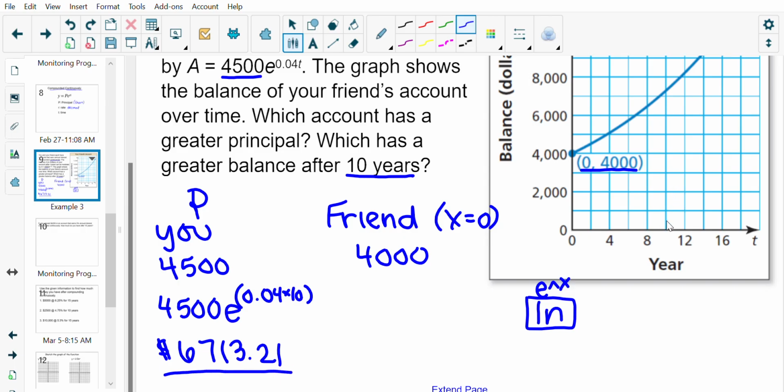Well, after 10 years on our graph, if we follow 10 years, here's the intersection, and it looks like it's going to be just over 7,000. So we'll just say, not you, your friend is going to have about 7,200. Let's just say roughly, just reading that graph. So you have the greater principal, but your friend ends up getting more money over time because of what they have invested.